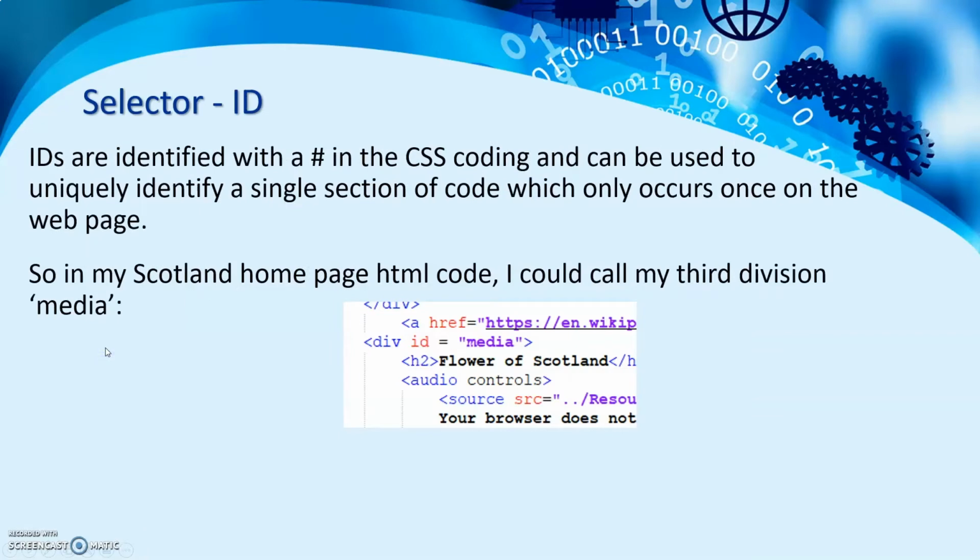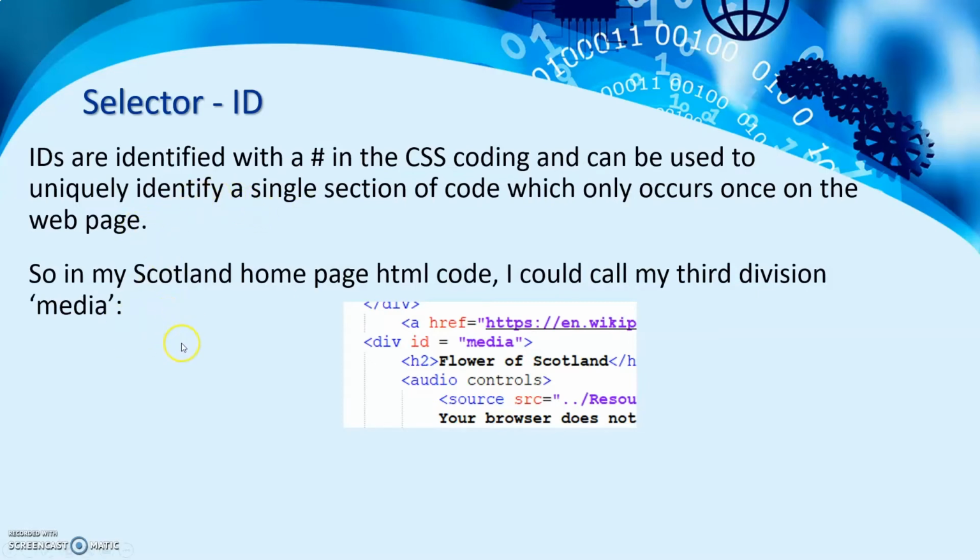Okay, now for the ID. The ID selector is identified with a hash symbol in the CSS coding, and it can be used to uniquely identify a single section of code which only occurs once on the web page. That's really important. It's only once. It's like an important bit that you want to pull out, uniquely identify.